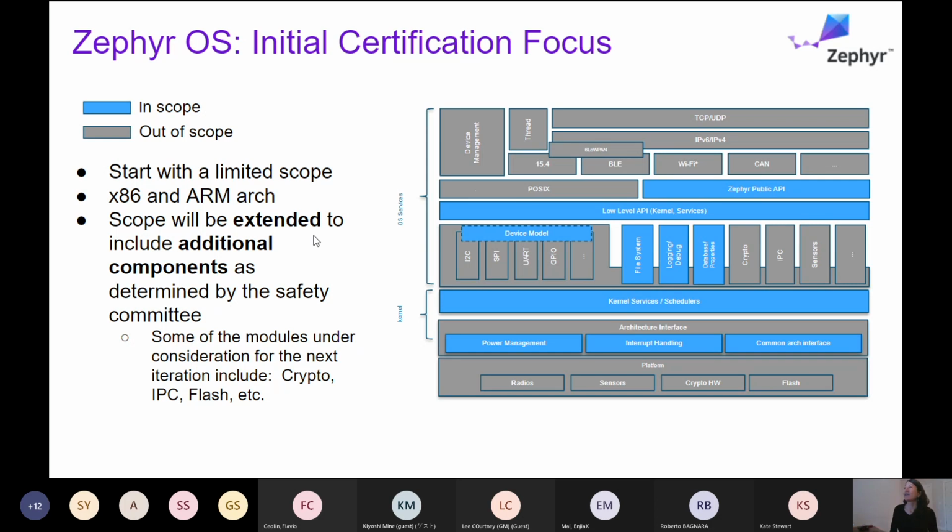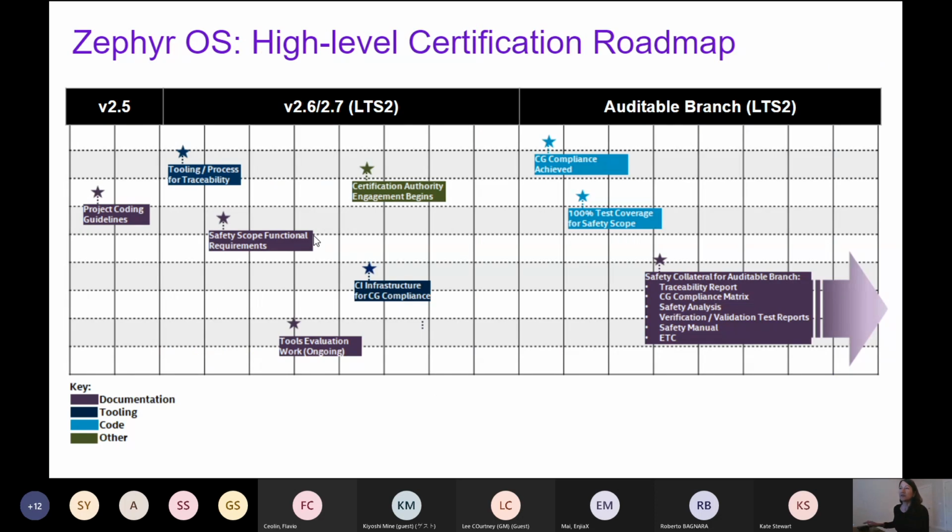Okay, so high-level roadmap of where we're at. As most of you probably know, Zephyr just released our version 2.6 just a week or so ago. And so we're currently starting work on 2.7, which will be our LTS2, so our second long-term support release. In the last version, like I've mentioned, we agreed upon and ratified our Zephyr project coding guidelines. Some activities that we worked on in 2.6 and that we're continuing into 2.7 are putting the tooling in place for traceability.